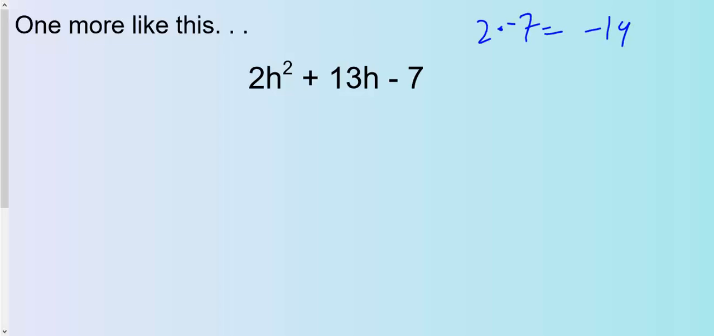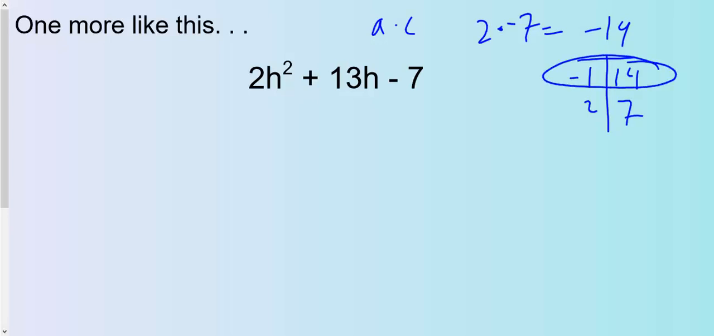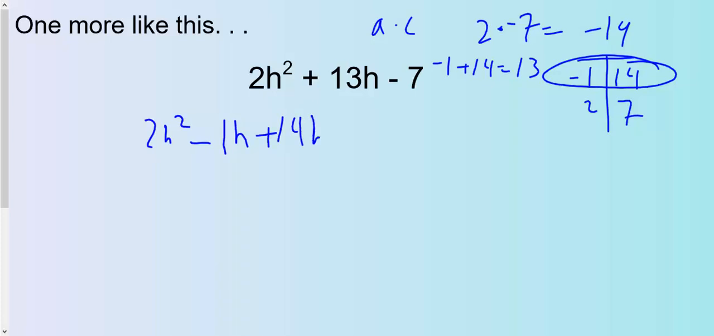Okay, so a times c is what's up first, 2 times negative 7. The multiples of 14 are 1 and 14 and 2 and 7. They need to add to 13. One of them needs to be a negative, so negative 1 and 14 is going to be the combination, because negative 1 plus 14 equals positive 13. So 2h squared minus 1h plus 14h minus 7. Okay, we're going to split up the 13h into negative 1 plus 14.